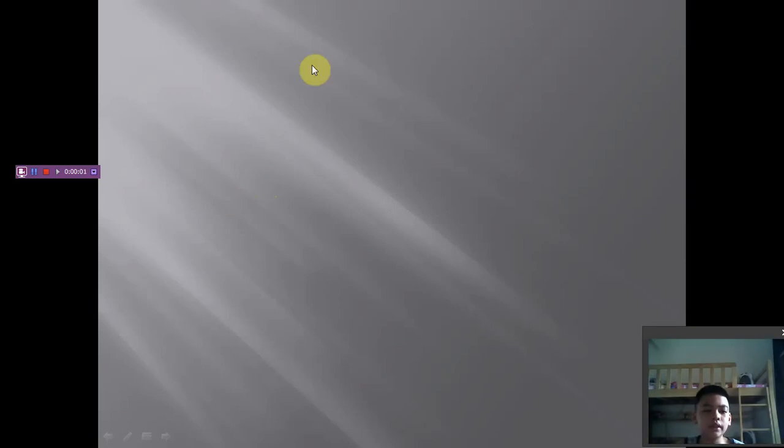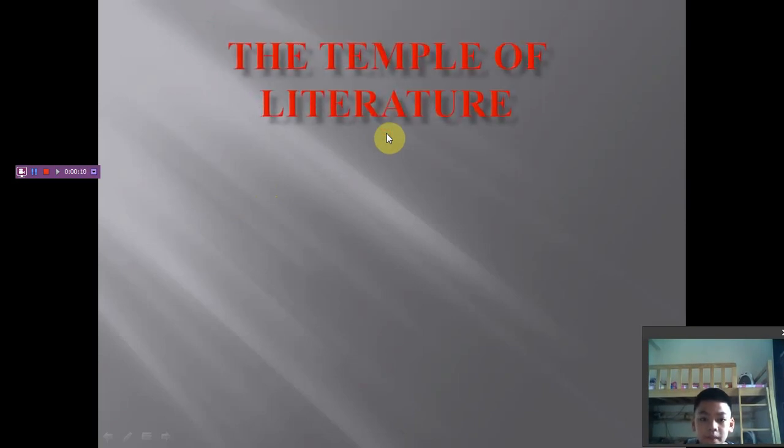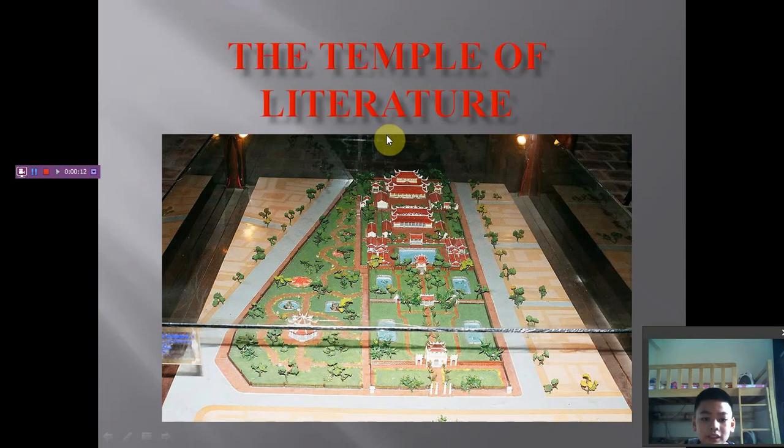Hi everyone, my name's Simon, and today I'm going to do a presentation about the Temple of Literature. This is a small model of the Temple of Literature.